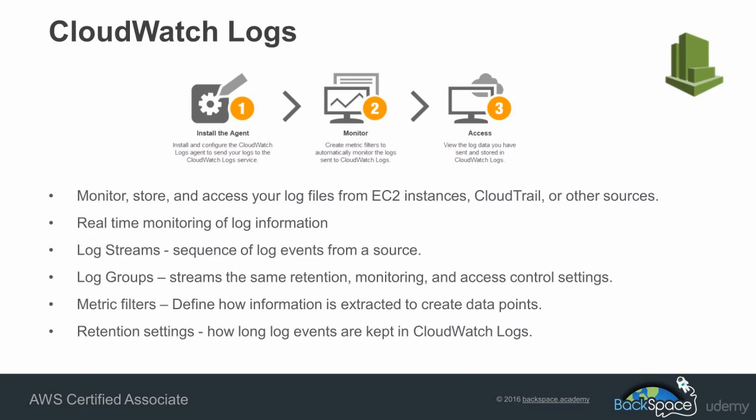So you can really define certain situations where you want to be notified in real time, and to take corrective action on whatever you need to do. So those logs will be set up as a log stream, and that will be a sequence of the log events from a particular source, be it an EC2 instance or whatever it is.